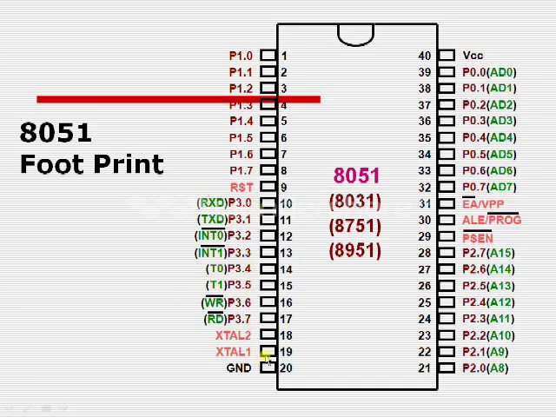Okay, so here we have reset, XTAL2 and XTAL1, VCC, EA bar by VPP, ALE by program bar, PSEN bar, and then ground. Now all these 8 pins will be providing us some different functionalities. So let us see what those functionalities are.